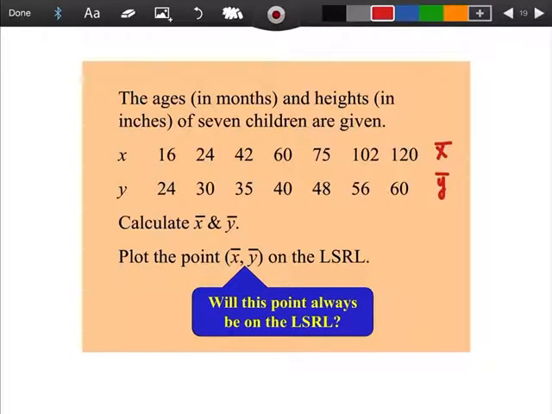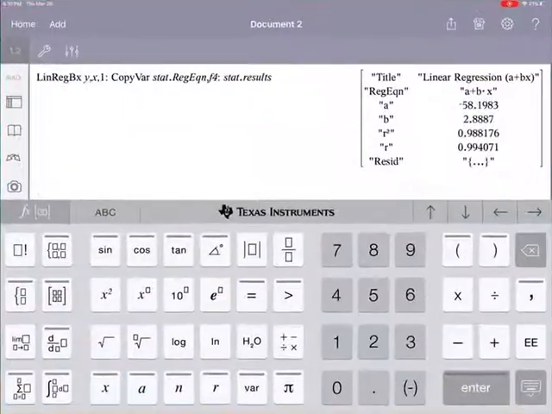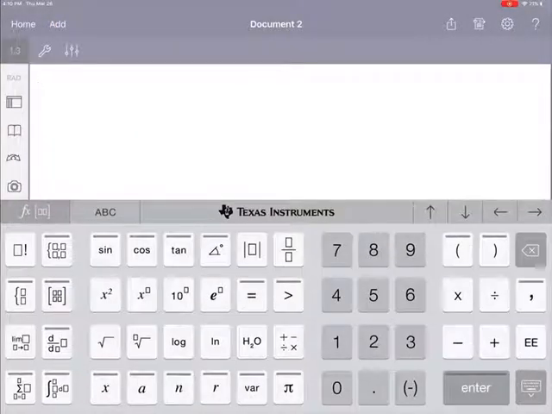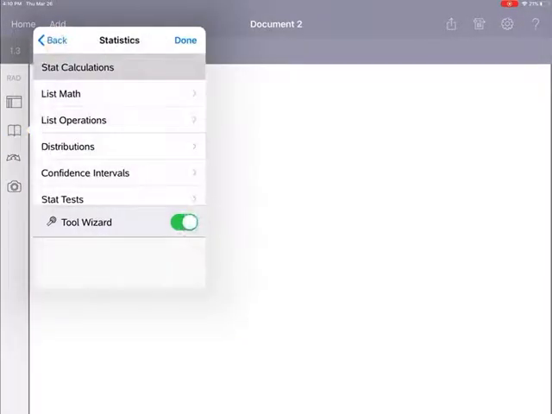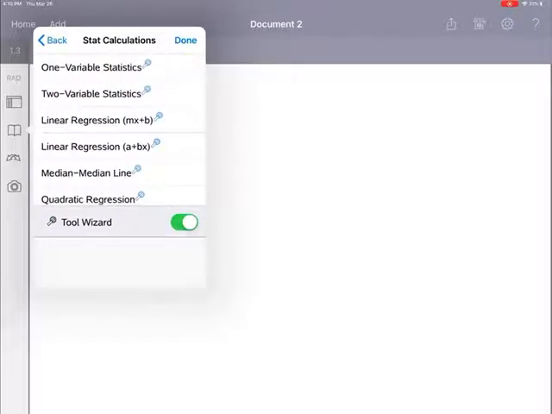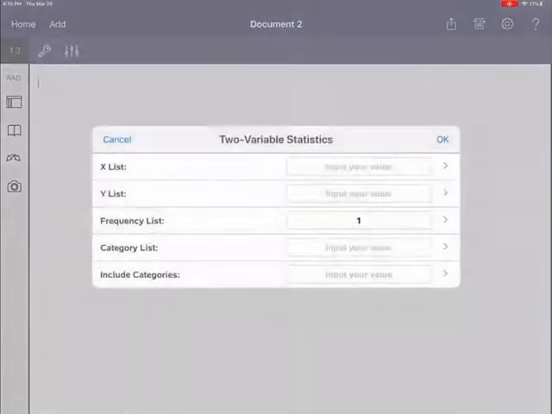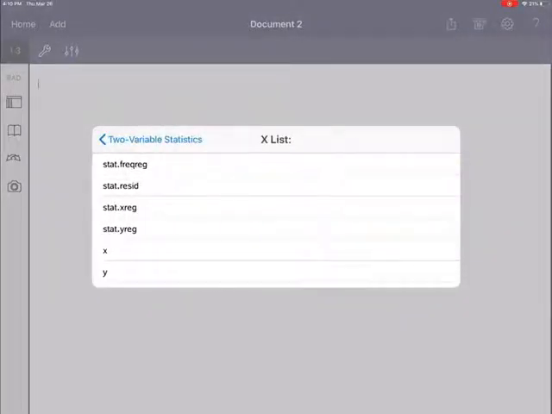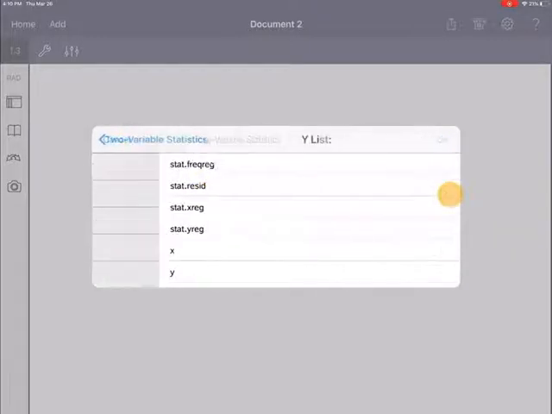Now let's take a look at the same data and let's calculate our X bar and our Y bar, so the average of X and the average of Y. There's a really easy way to make your calculator do all this at once. When we go back to our calculator page, we are going to go to our normal calculator page. We are going to go to our menu. We're going to pick Statistics and Stat Calculations, and now we're going to select two variable statistics.